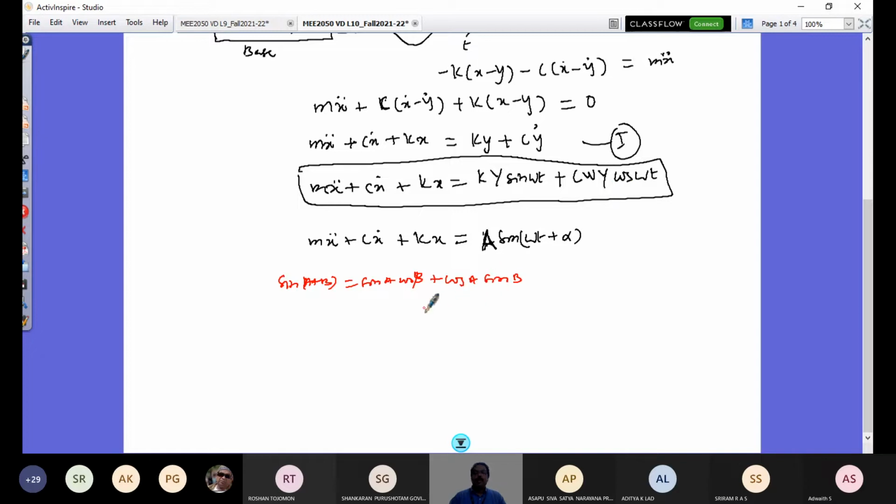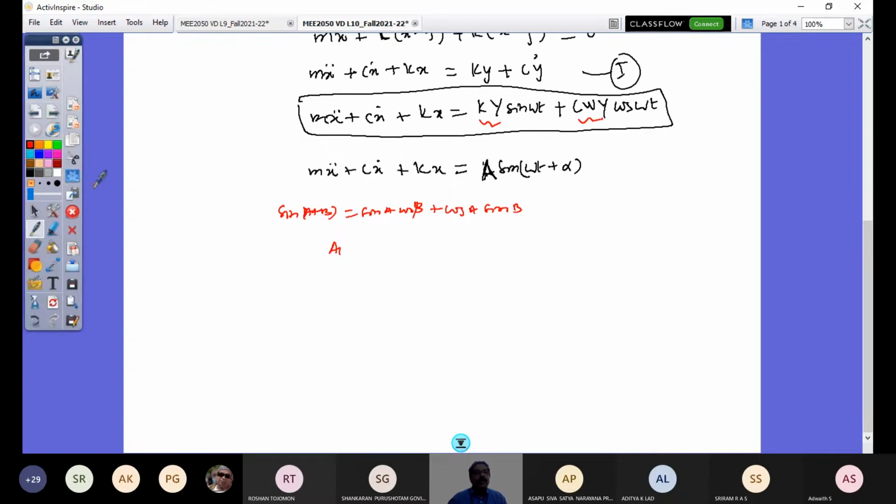So how do I get this? I will represent now my A. So this is one term and this is another term. So I'm going to replace this kY and cY like this. So this is going to be represented like this. It would be easier if I plot the vector diagram for you. So let me just plot the vector diagram and then you'll understand.